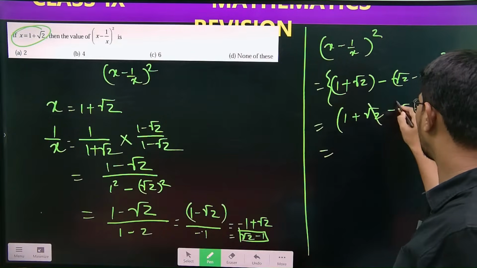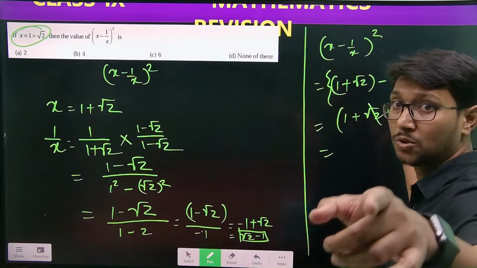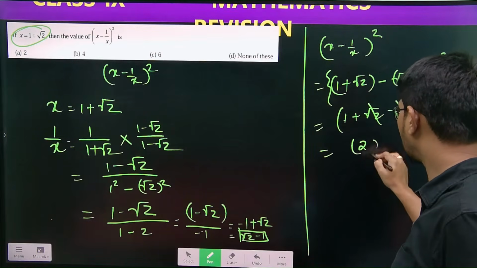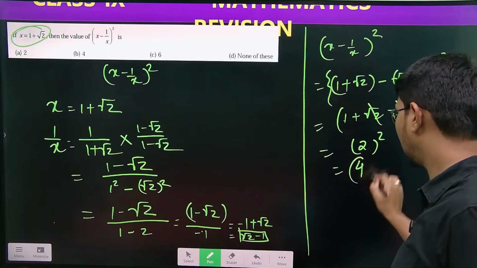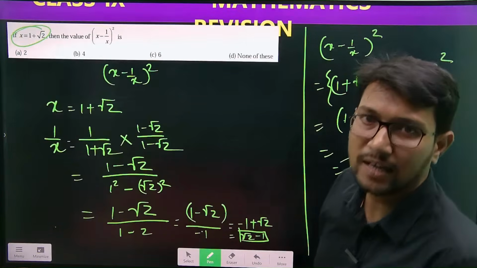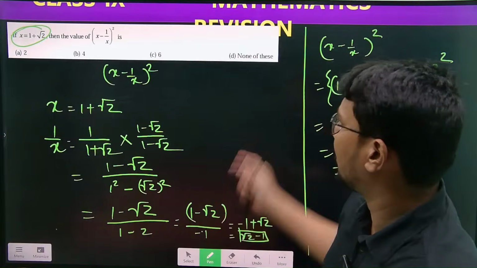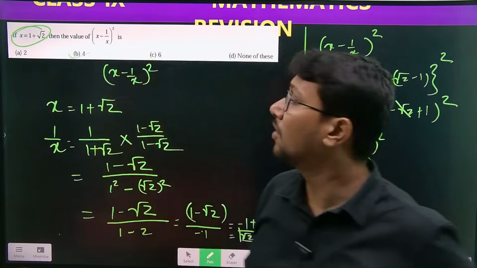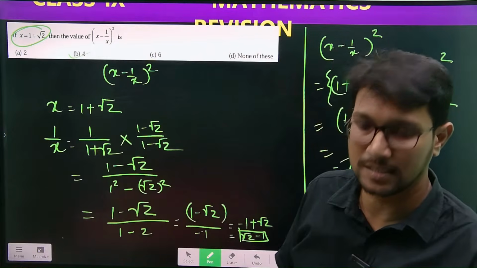So therefore बच्चों root 2 minus root 2 क्या है? Cancelled, 0. So 1 plus 1 बच्चों क्या है? 2. 2 square is 4. Answer is 4. Those who have given 4, correct answer. Congratulations. Okay, everyone, clear or not? Tell me. So which option is correct option? Option number 4. Second option, that is 4 is the answer.